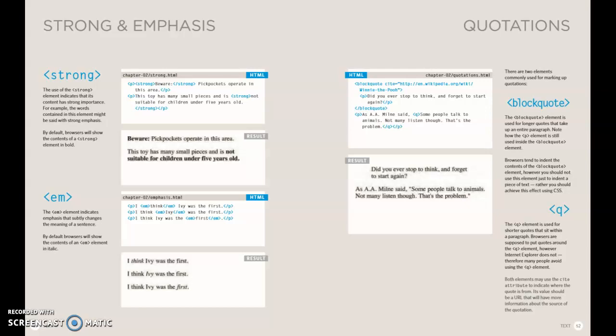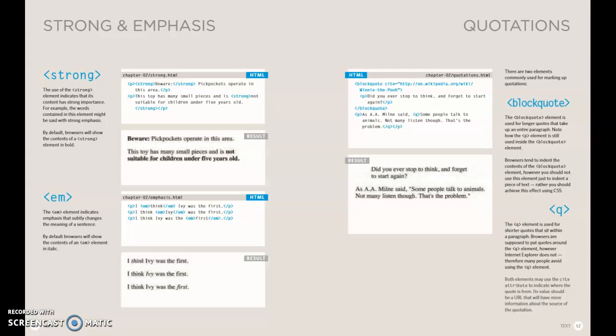The strong element indicates that its content has strong importance. For example, the words contained in this element might be said with strong emphasis. And by default, browsers will usually show these in bold as well. But this one has a different meaning than the bold tag that we learned about earlier. Same with emphasis. The EM tag is for emphasis. It indicates that it subtly changes the meaning of a sentence using emphasis. By default, browsers will show the contents of the EM element in italics.